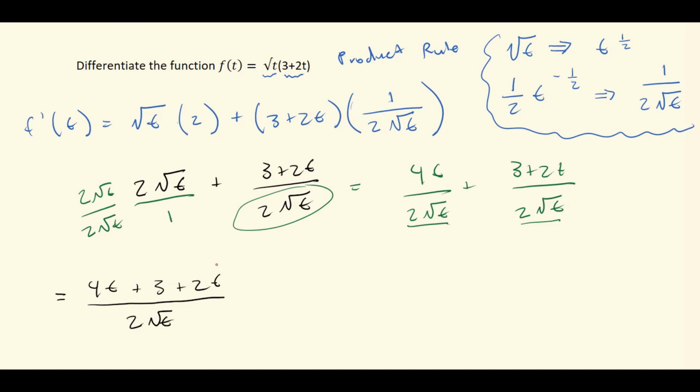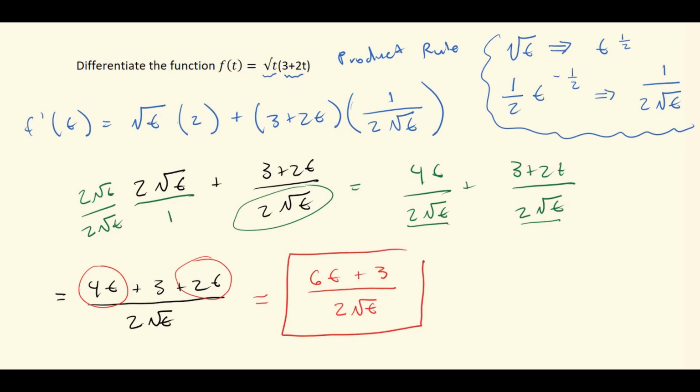And then we can see that we have a common term. We have a 2t and we have a 4t. So we'll combine like terms, giving us 6t plus 3 divided by 2 times the square root of t. And this is the simplified derivative.